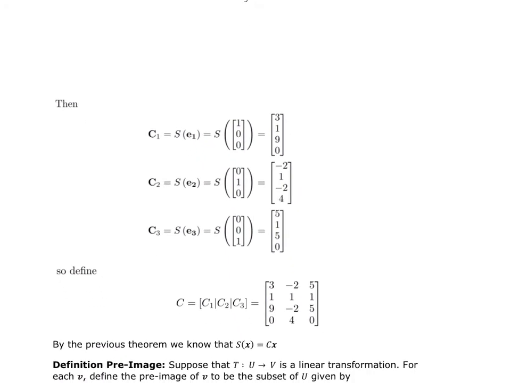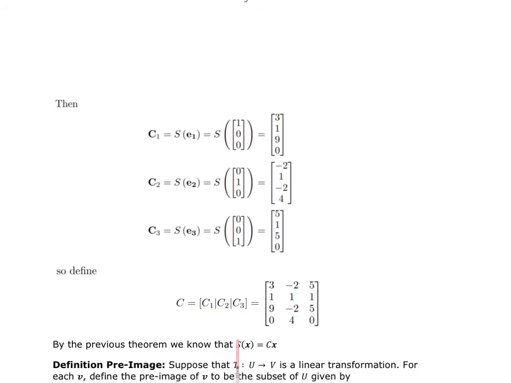So here's how I'm going to define it. I'm going to say, okay, my C1 is going to be S of my unit vector in R3, and this is how I'm going to define it: as 3, 1, 9, and 0. My C2 I'm going to define as S of my unit vector E2, so, of course, the 1 is in the 2 position. And then, of course, I have S of E3, which is C3, defined this way. And so here's how we're going to define C.